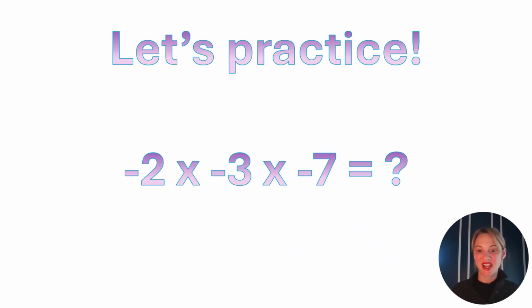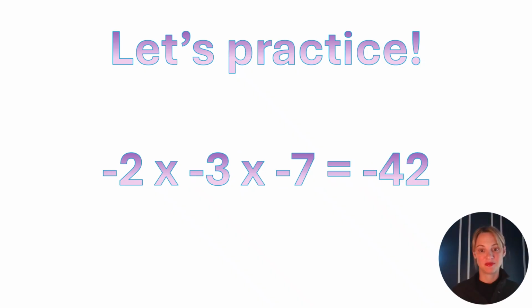All right, this is our challenge round. What's going to happen when we do -2 multiplied by -3 multiplied by -7? Well, let's do this one step at a time. -2 multiplied by -3, that's a negative multiplied by a negative, so the answer is going to be +6. Now let's take that +6 and multiply it by the -7. Now we have one positive and one negative, so the answer is going to be negative, specifically -42.